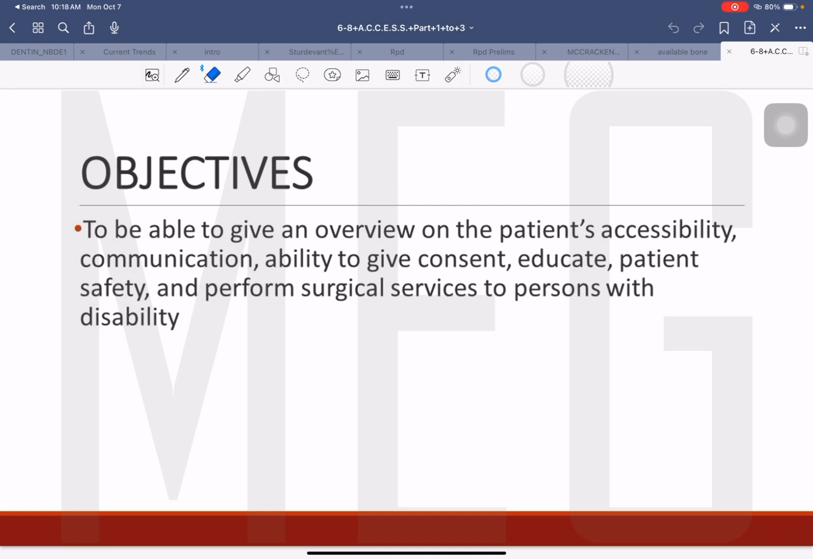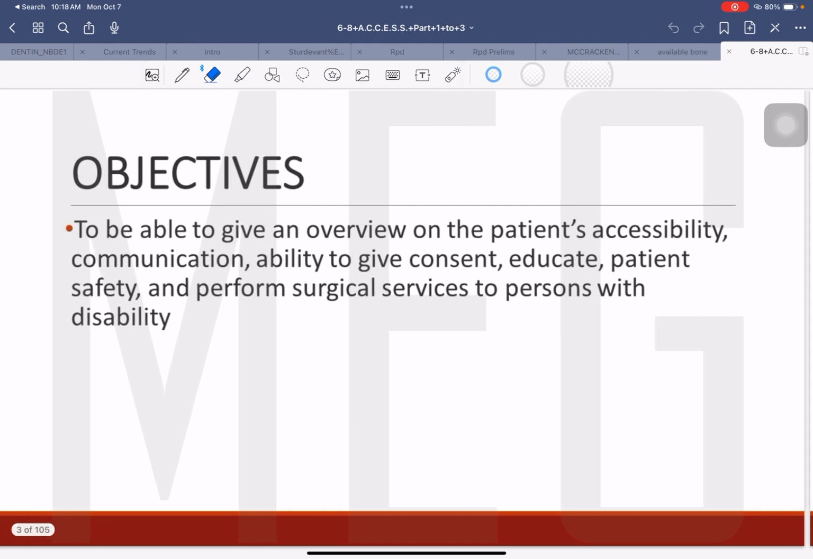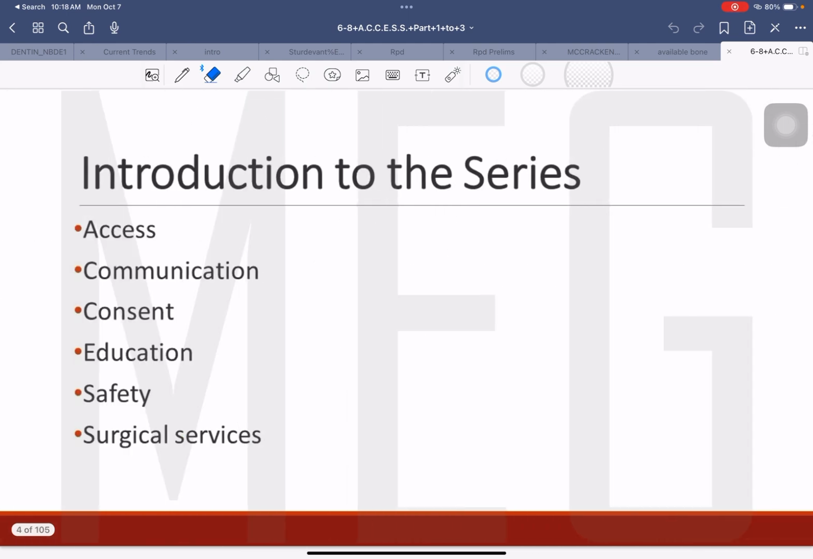Our objectives will be to give an overview on the patient's accessibility, communication, ability to give consent, education, patient safety, and to perform surgical services to persons with disability. And this is an introduction to the series.